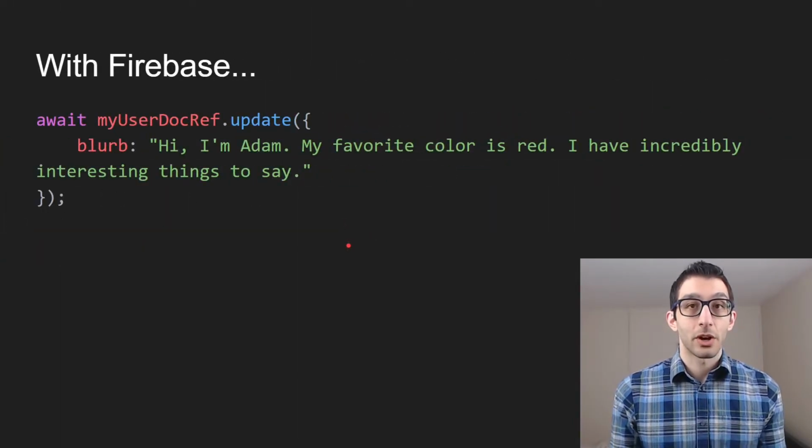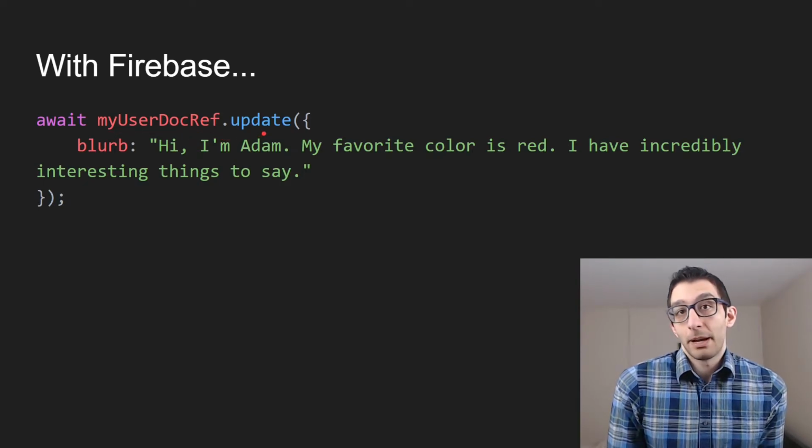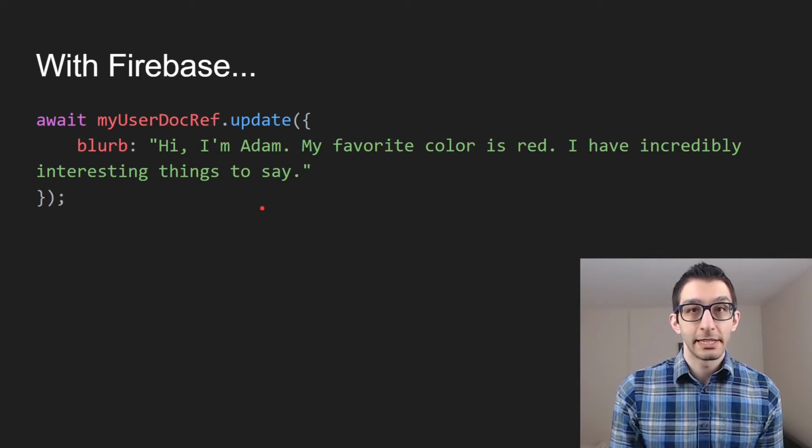When the user wants to call into this is what you'd write code for on the client. You would get a reference to that particular document, and you just call update by passing in a new blurb. It's as easy as that.